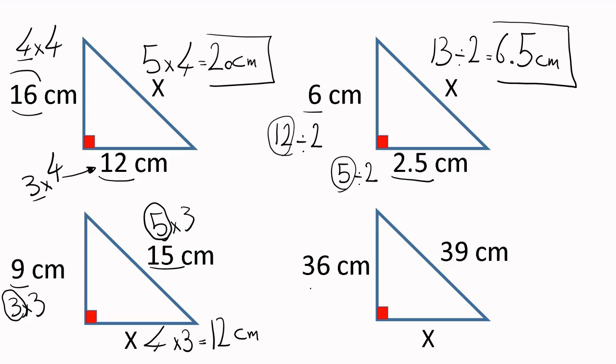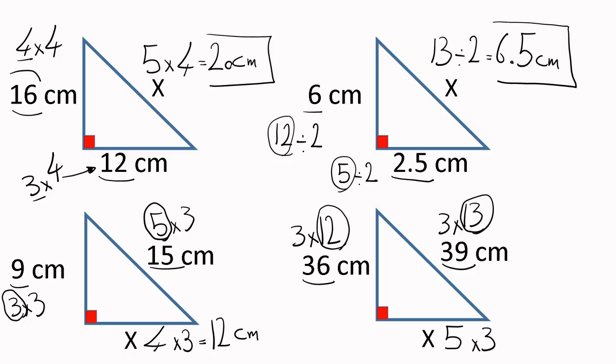I can easily realize that this one is 3 times 12 and this one is 3 times 13. So I have 13 and 12. The second set will come to my mind. So this one must be 12, 13. So this one must be 5. But times 3, because all of the numbers in that set are multiplied by 3. It's gonna be 15 centimeter. Really, really easy.